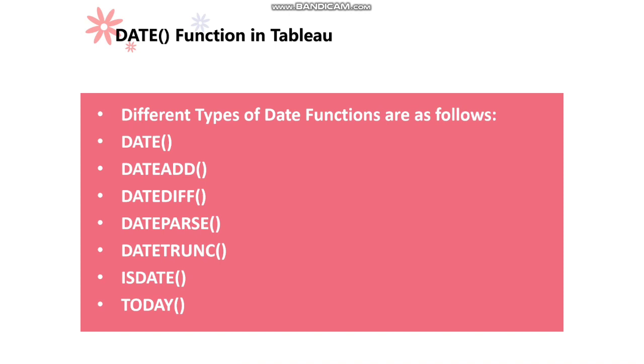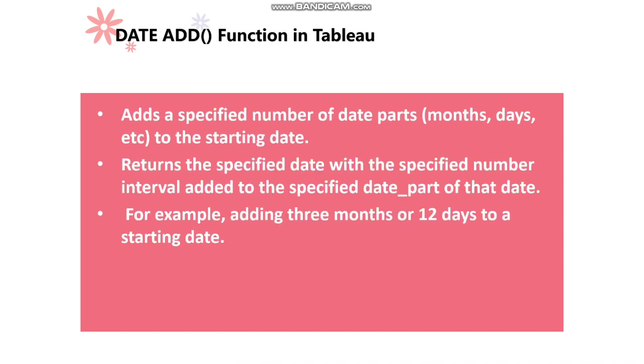In my previous video, I have already explained about the date function in Tableau. So let's get started. Date add allows us to add a specific number of date parts to the starting date, be it months, days, or years, etc. It returns the specific date with the specified number interval added to the specific date part of that date. For example, if you want to add 3 months to a particular starting date, you will be able to do it with the help of the date add function. Or if you want to add 12 days to a starting date, you can do the same with the date add function.